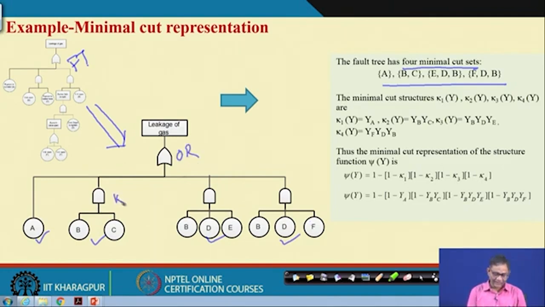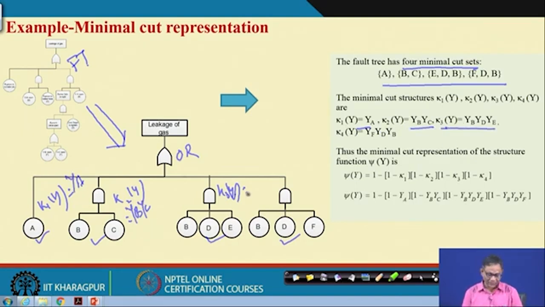Here you will be getting k, suppose, okay. If you write k1y equal to, this is basically a, k2y, this will be bc, k3y, this will be bde, like this. So, k1y is ya, k2y is yb, yc, k3y is yb, yd and ye, we are using the indicator variable. So, that is why we will not write b and c, we will write multiplication of the indicator variables. So, this one yb, yd and yf.